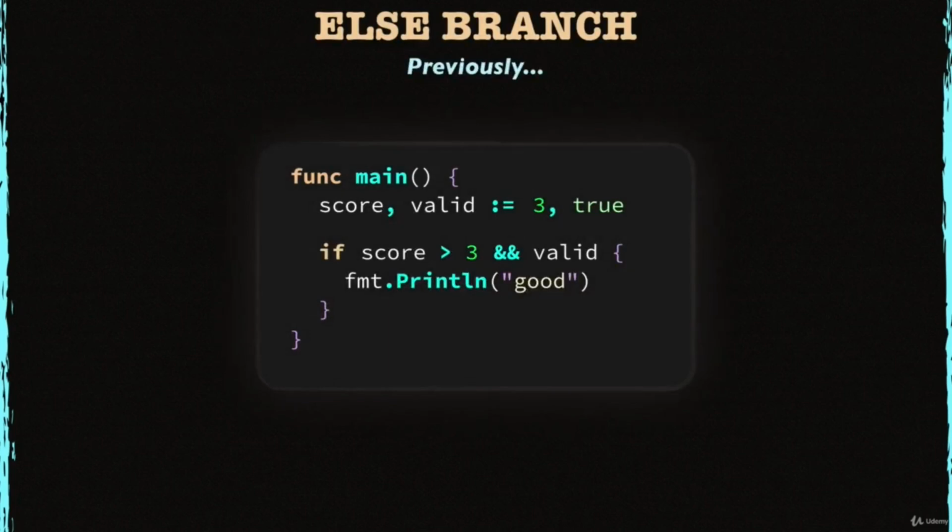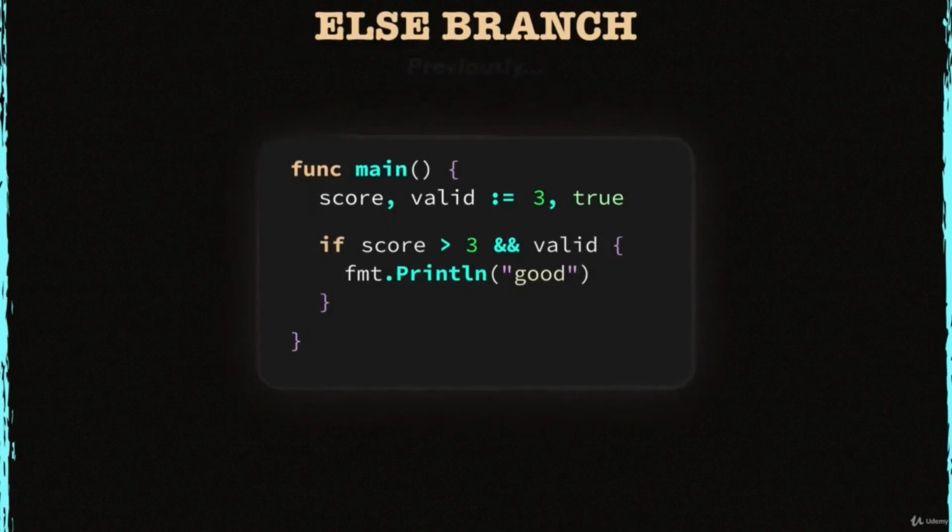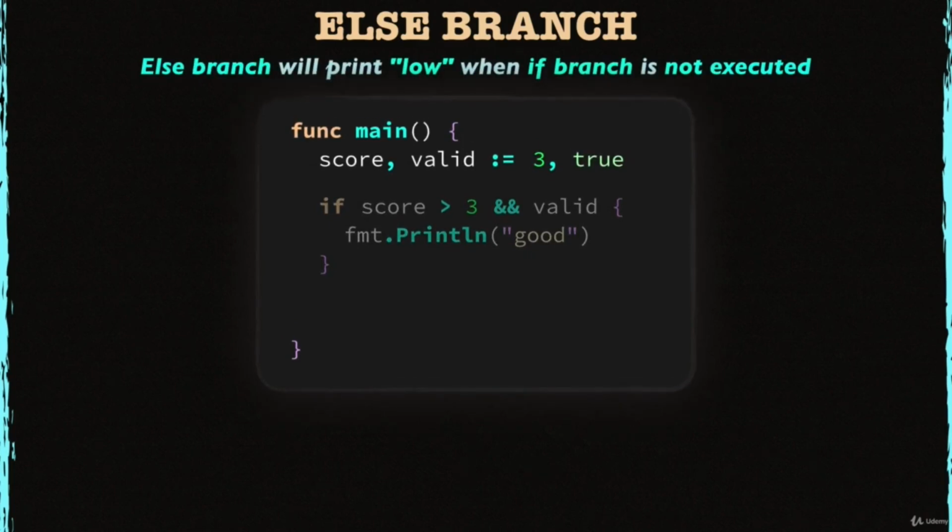Let's use the else statement with this code. Okay, now I'm going to type else with its own block like this. Else branch can only be used when there is an if statement, so you cannot use it without an if statement, alright? Anything declared in the if statement's block will be available in the else block, by the way, but not vice versa. Inside the else block, I'm going to print low like this.